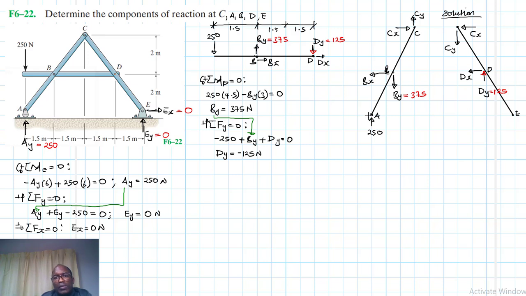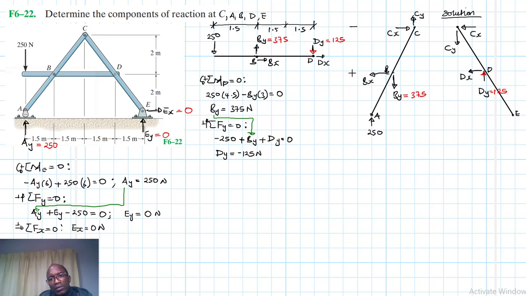Great. So we have to find BX and DX, and we can find this by taking moments about C for ABC, so that we find BX. Once we find BX, then we'll find DX.